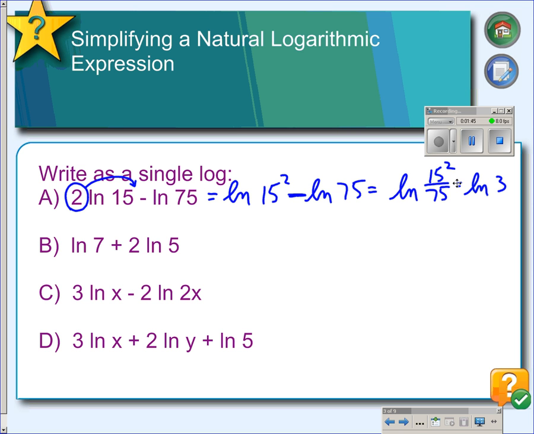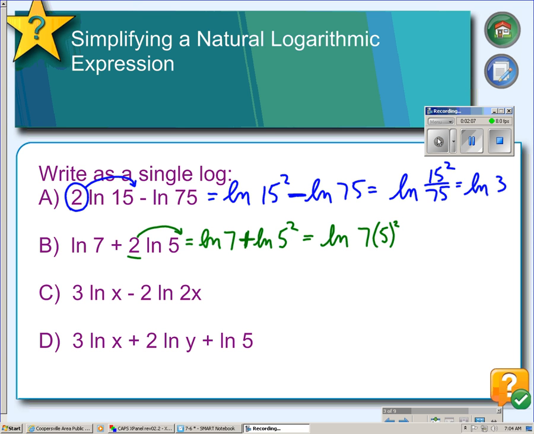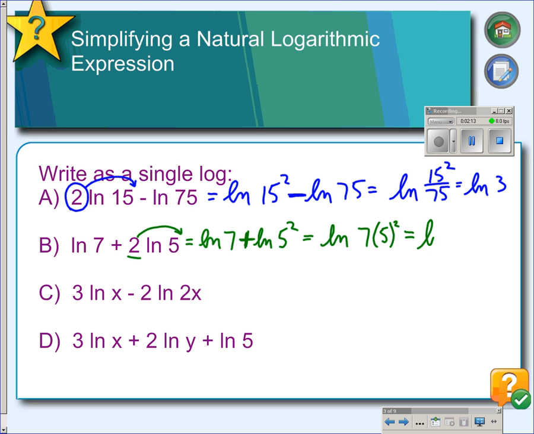Okay, in our next example, again, we have a coefficient, so we're going to turn it into an exponent. So that gives us natural log of 7 plus natural log of 5 squared. The plus sign here turns into multiplication, so we have natural log of 7 times 5 squared. 5 squared is 25, and 7 times 25 is 175, so this equals natural log of 175.